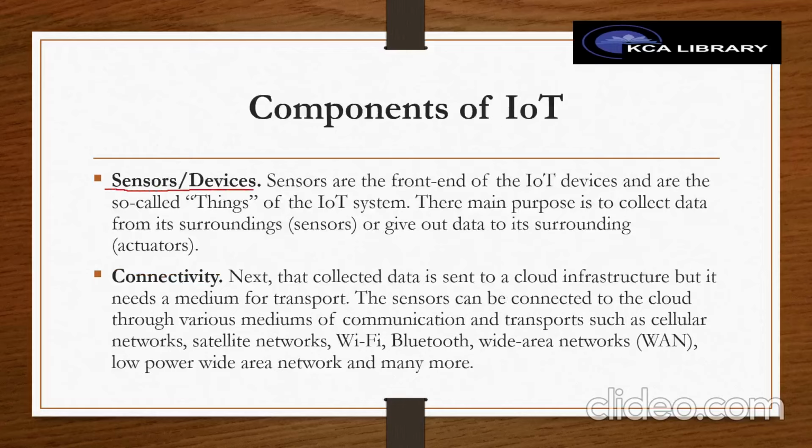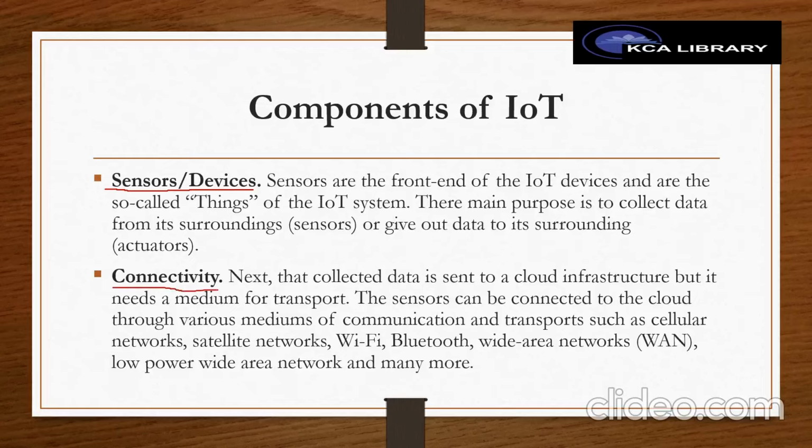So the first one we have the sensors or devices. So the sensors, these are devices that collect data from the environment. Okay, and each sensor has to have an IP address that can help to uniquely identify it in a large network. So the sensors are active in nature, which means that they should be able to collect data in real time.